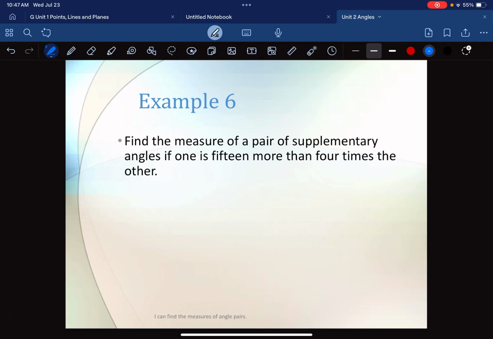Find the measure of a pair of supplementary angles. So I read supplementary and immediately think, okay, something adds to 180. It says one is 15 more than 4 times the other. Well, that means one of them is just x. And the other one is 15 more than, meaning plus, 4 times the other. The other was just the x. So there's my equation.